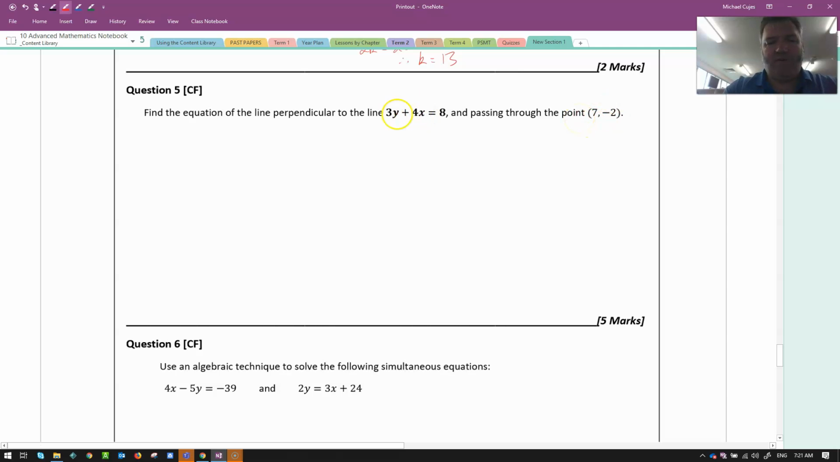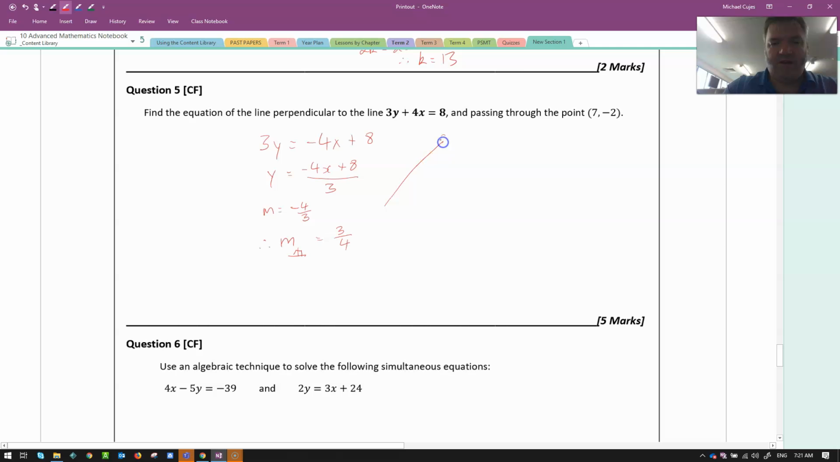Well, if we want to find the gradient of this line, I think it's going to be easiest to rearrange it. So let's do that first. 3y is going to be equal to negative 4x plus 8. y equals negative 4x plus 8 over 3. So the gradient of that line is negative 4 over 3. Therefore, the gradient of a perpendicular line is going to be the negative reciprocal, 3 over 4.